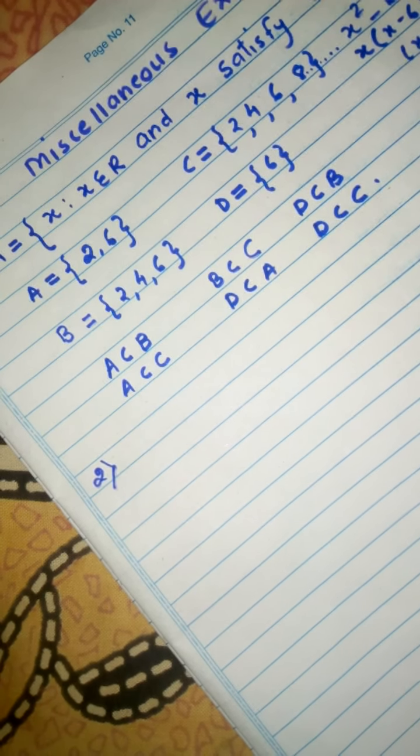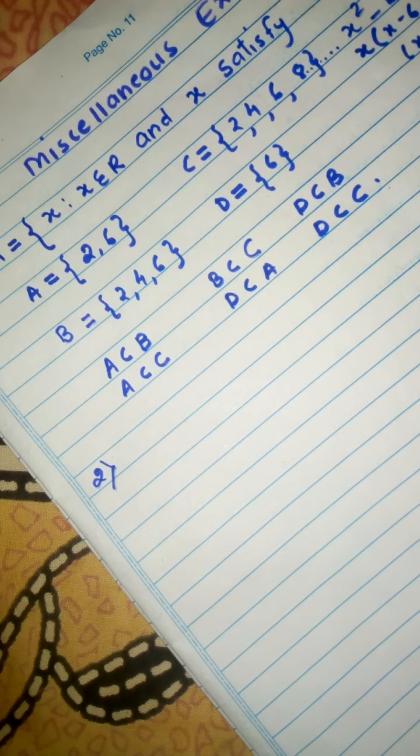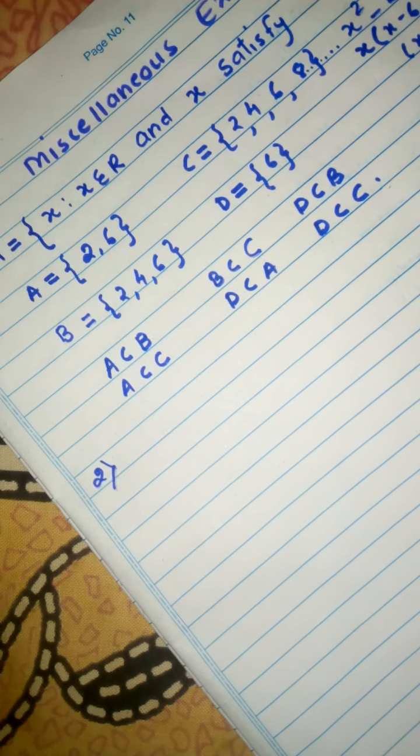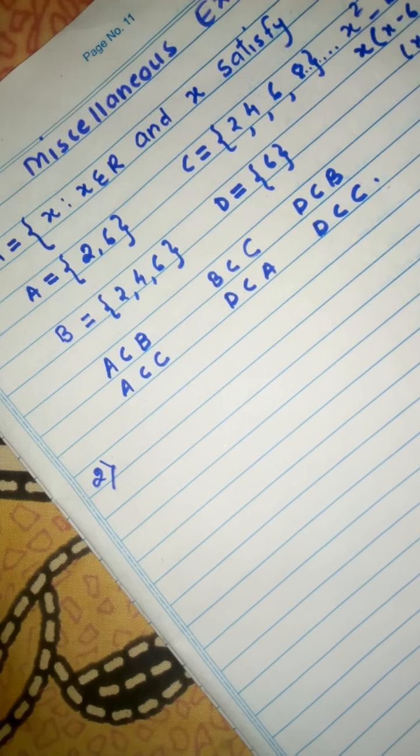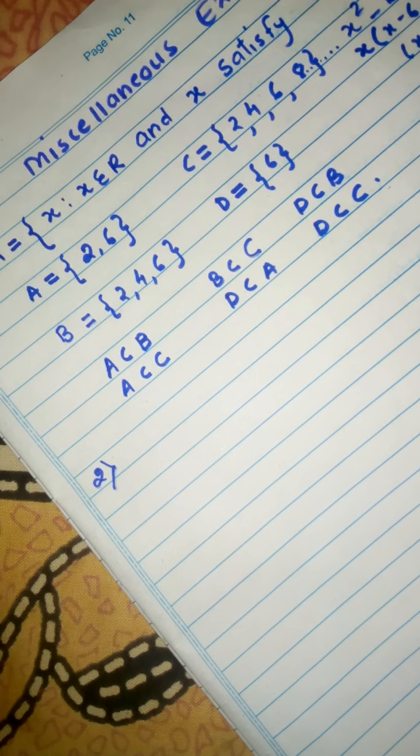Okay, so question number 2 gives six statements, and we have to determine which of the statements is true or false. If it is false, we have to give an example to show that it is false, and if it is true, we will prove it.